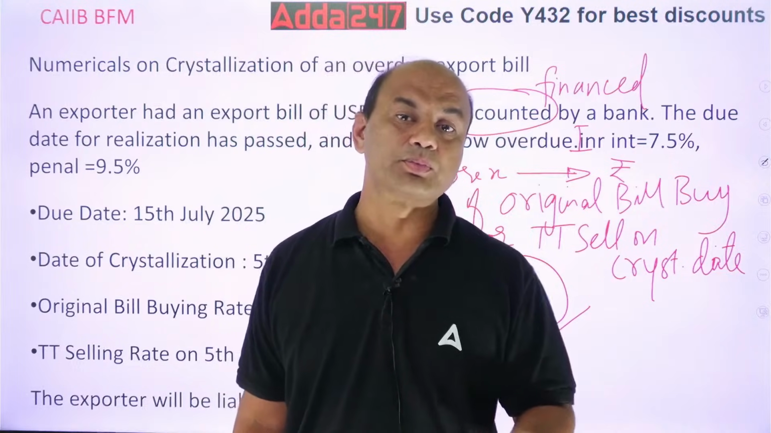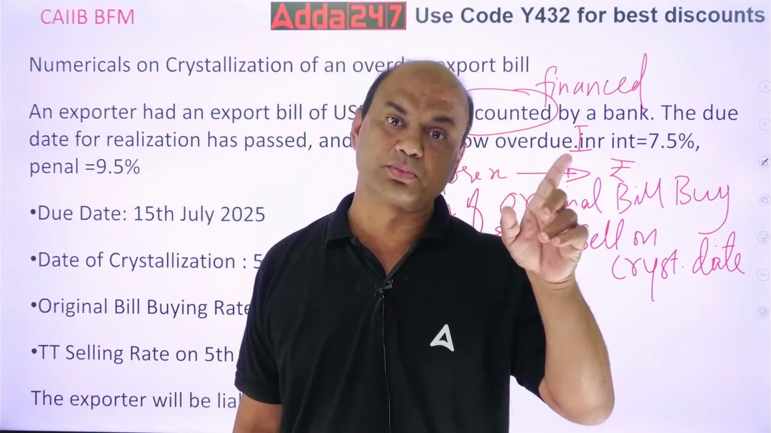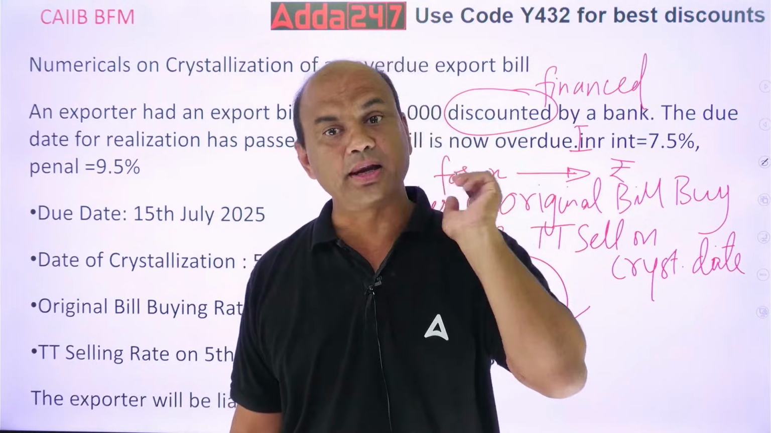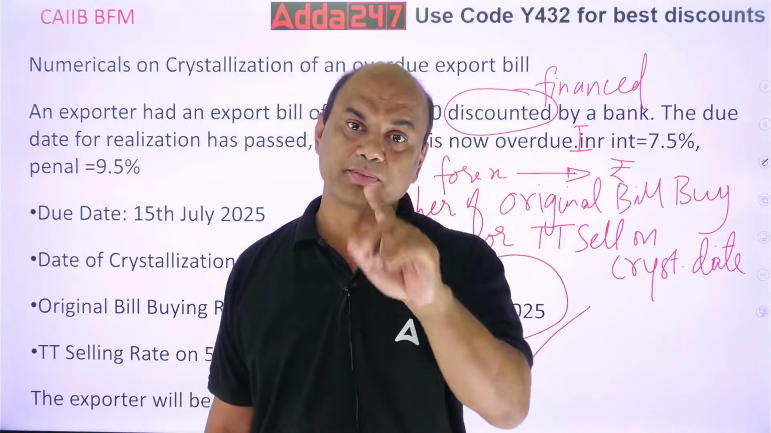Who was to pay on the due date? Was I to pay on the due date? No, the customer was to pay. His buyer was to pay. So the buyer has not paid. Means whose mistake is it? The buyer has made the mistake.